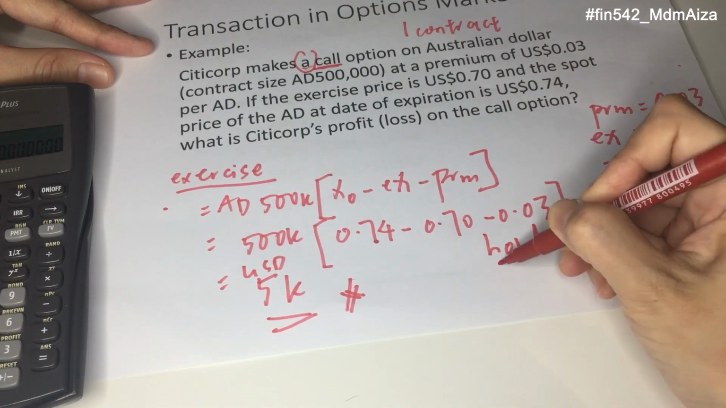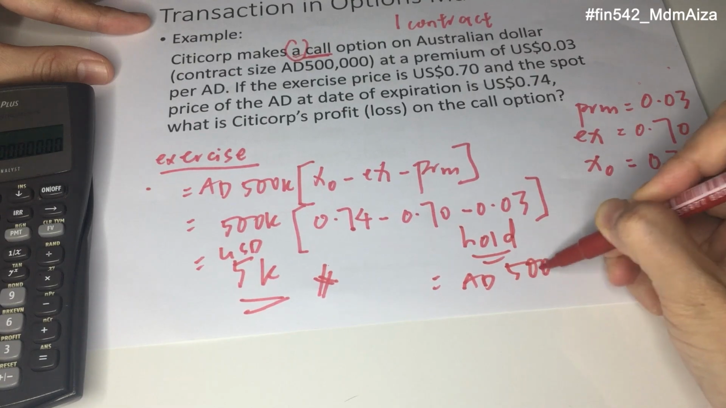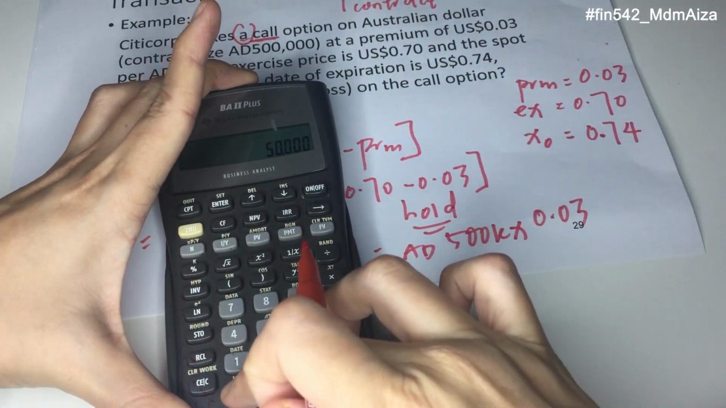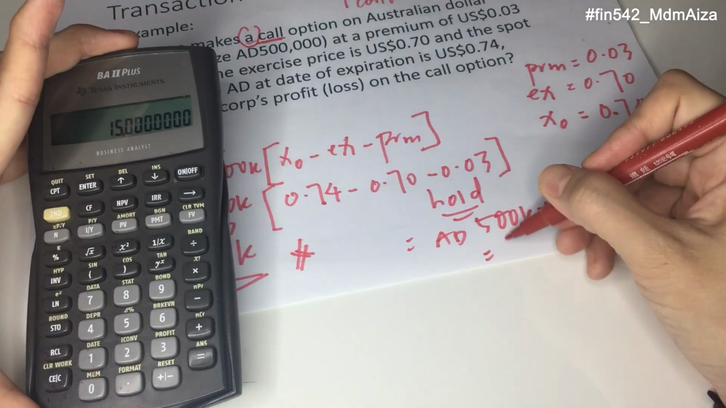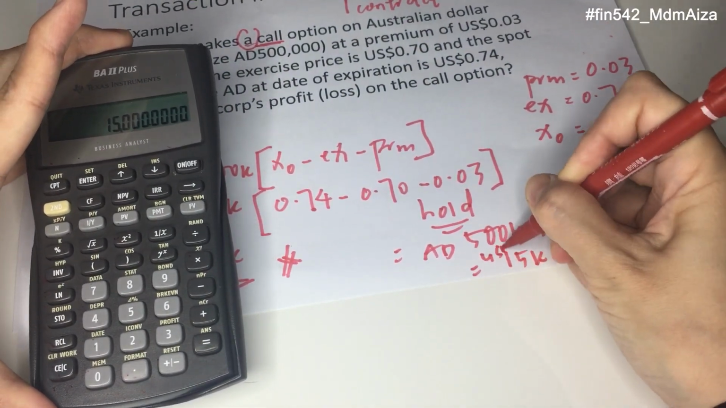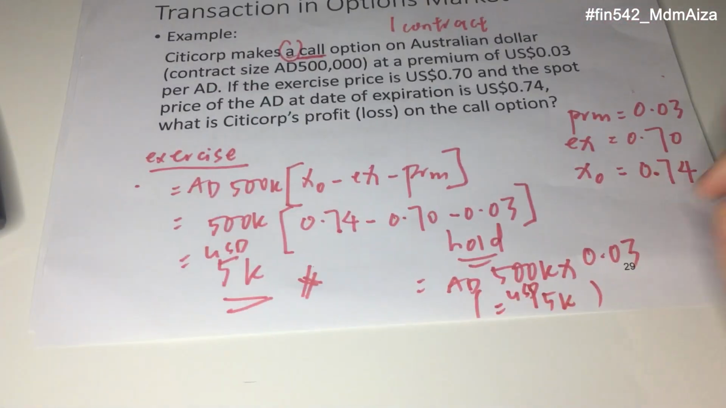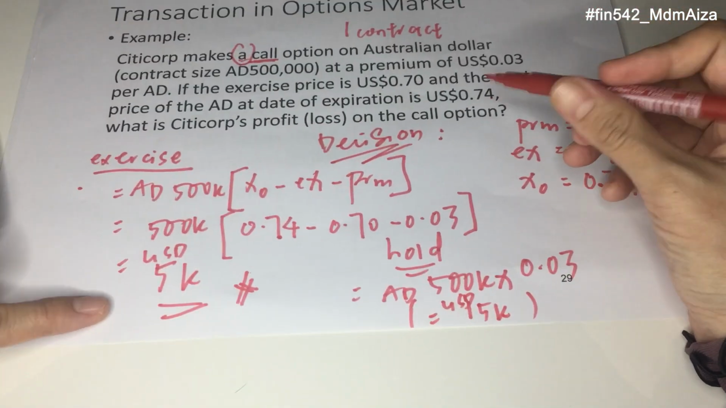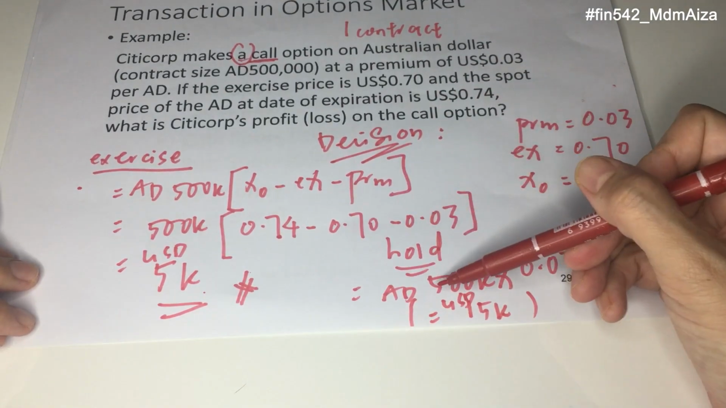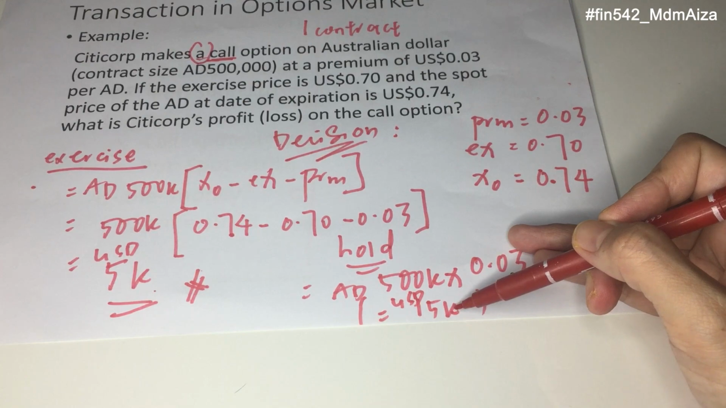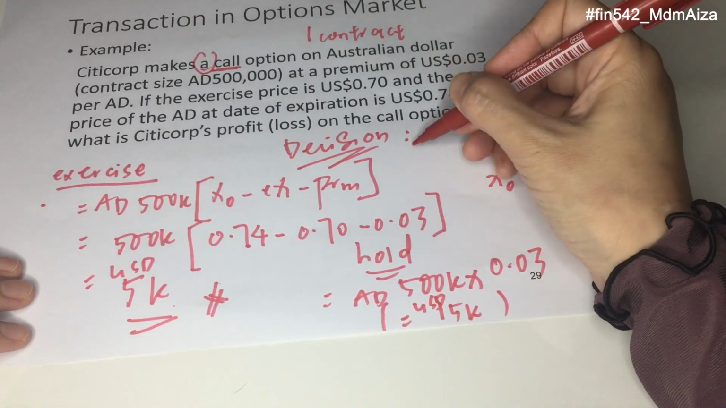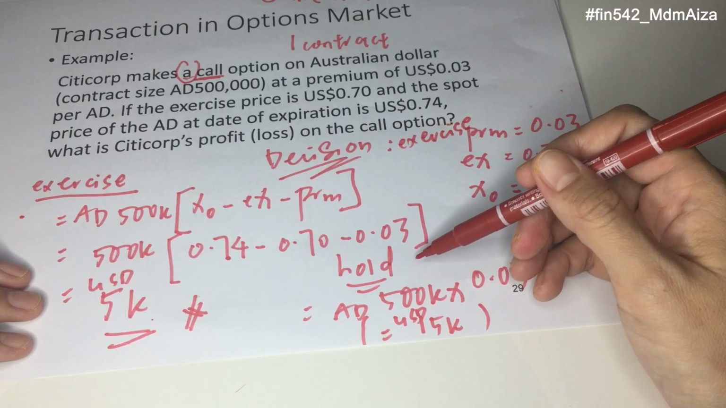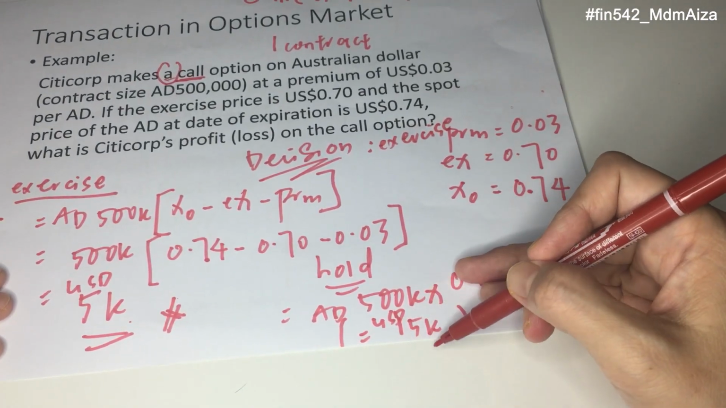How about if I hold? I hold Australian dollar 500,000, multiplied by the premium cost of 0.03. So if I hold, I need to pay 15,000 USD. So my decision: definitely you have a decision, right? If I exercise, I gain a profit of 5,000. But if I hold and don't want to exercise, I will pay the broker 15,000 USD, which is a cost. So definitely I will exercise, because I will gain a profit of 5,000 instead of paying the cost of 15,000.